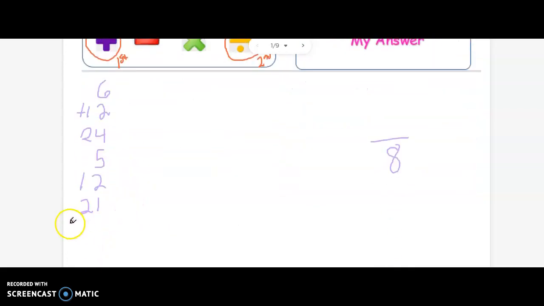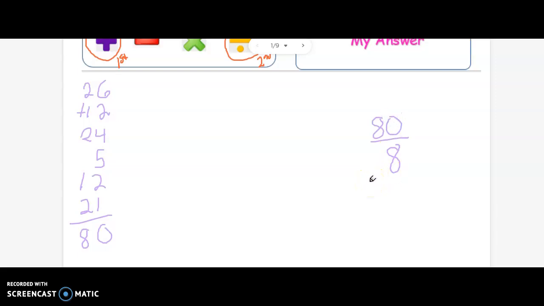So now let me add this. 6 and 2 is 8. 8 and 4 is 12. 12 and 5 is 17. 17 and 2 is 19. 19 and 1 is 20. Put the 2 up. So I get 80. So over 80. There we go.